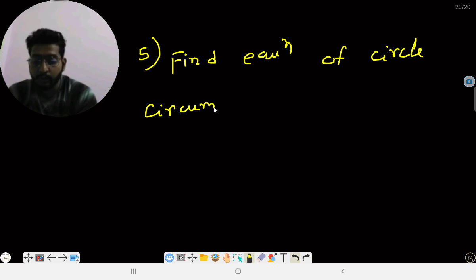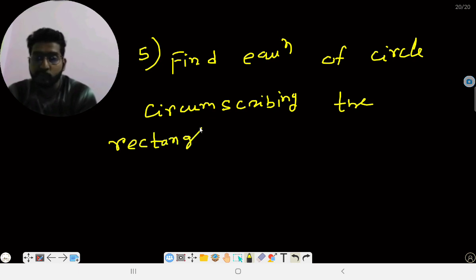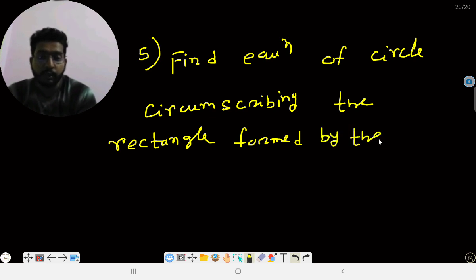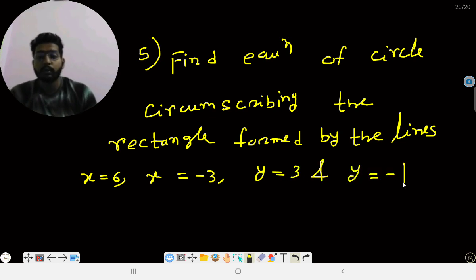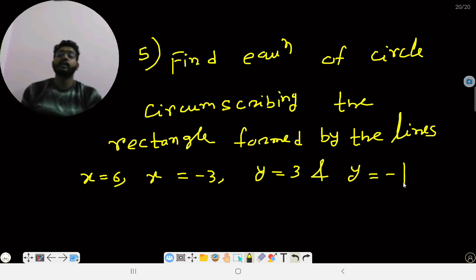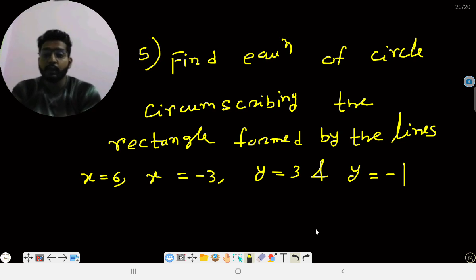Circumscribing the rectangle formed by the lines x equals 6, x equals minus 3, y equals 3, and y equals minus 1. Here you have to find the equation of the circle that is circumscribing this rectangle.